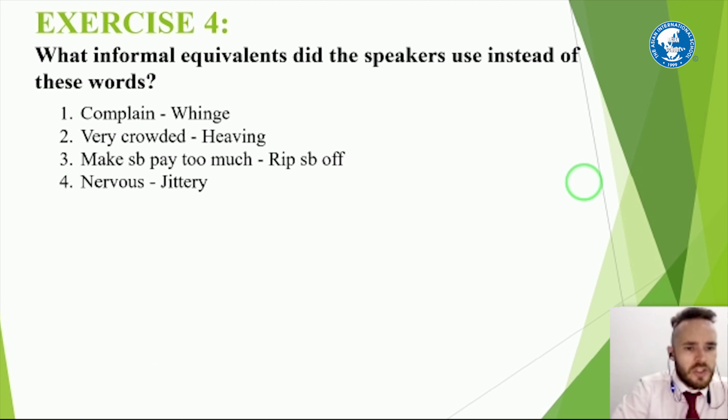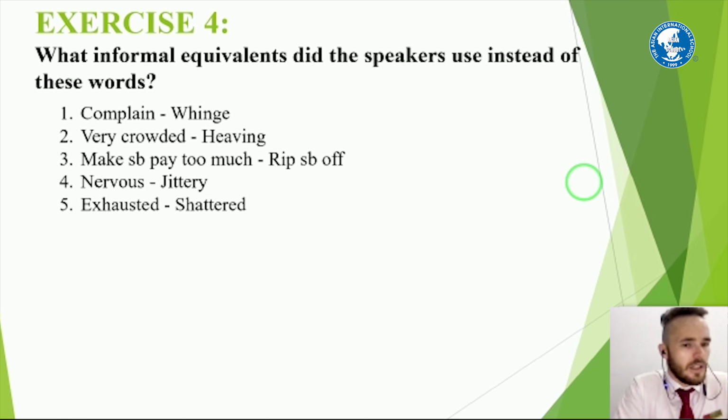Number 4, nervous. The word that they used instead was jittery. It's quite a nice onomatopoeic word. When somebody starts shaking, we call it the jitters. So if somebody is nervous and shaking, we would describe them as jittery. Number 5, exhausted, synonymous with shattered.